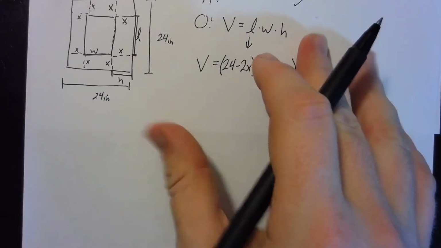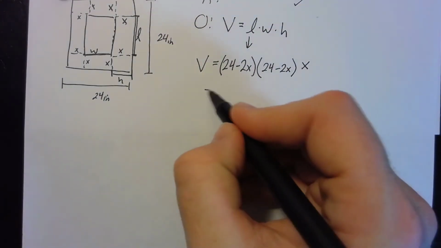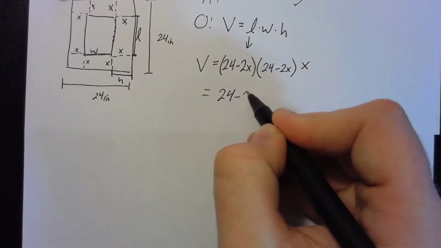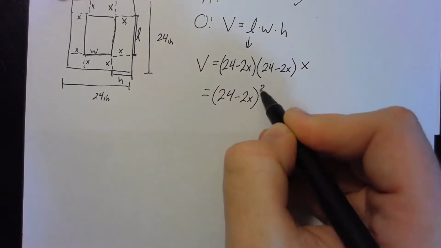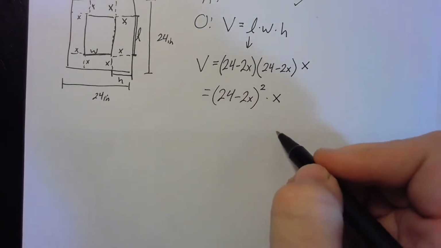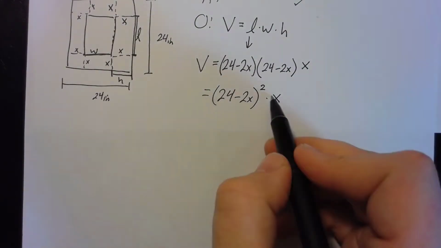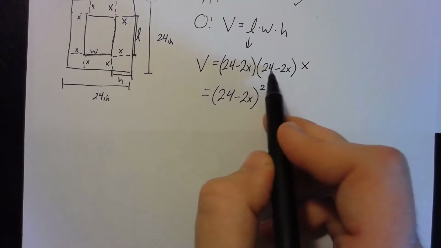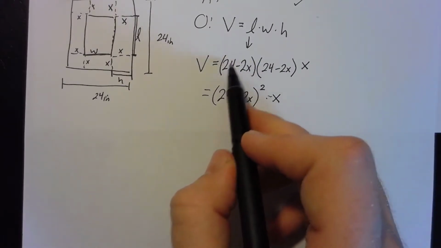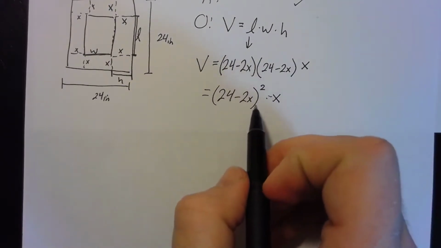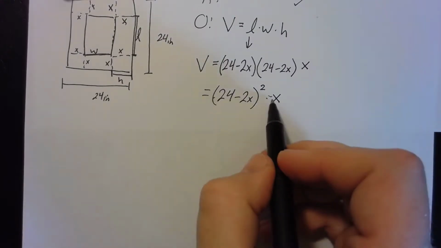Okay, so now that I have this equation, I'm going to view this as (24 minus 2x) quantity squared, times the variable x. The reason I'm going to view it this way is because it'll be a lot easier for me to take the derivative of this function than it would be for me to multiply these numbers out. These numbers are going to get relatively large. 24 by 24 is not going to be a pleasant number to multiply. So I'll leave it in this form.